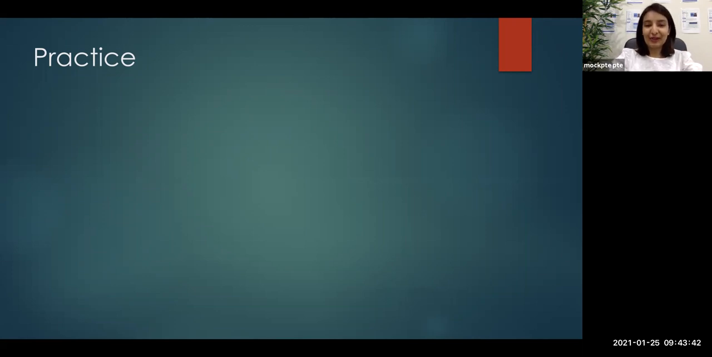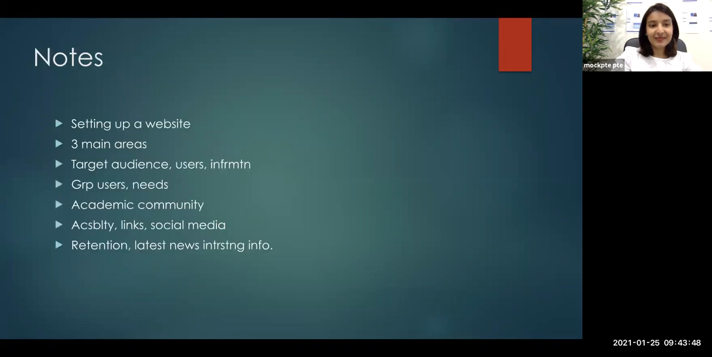So hope all of you got at least 5 to 6 keywords from the audio. So I'll just show you the notes which I took before I started the video. What I took down from the audio is setting up a website, 3 main areas, target audience, users, information. And remember, information, I have not written the entire word. I have used only short forms. I actually use more short forms than this in my actual notes. I just wrote it completely so that you can understand what the words are.